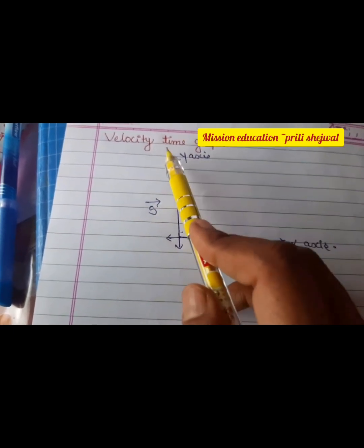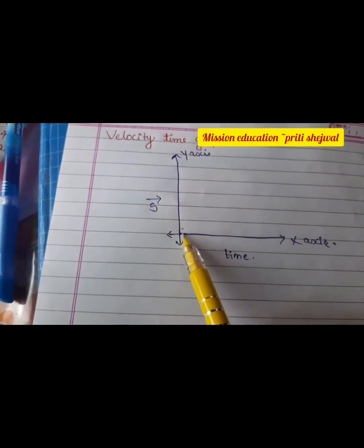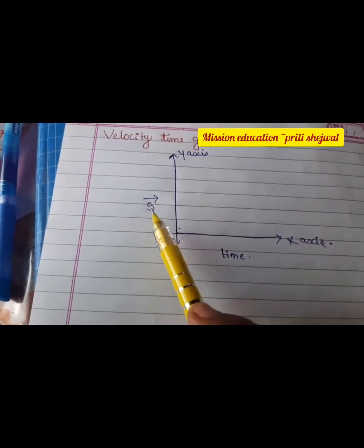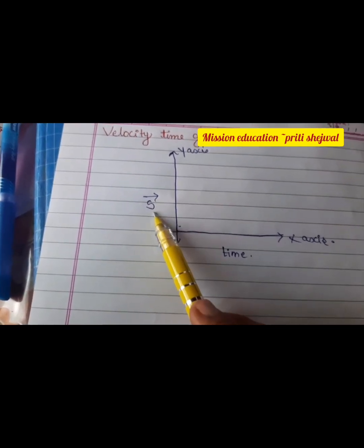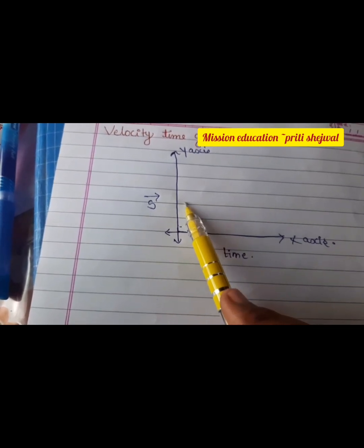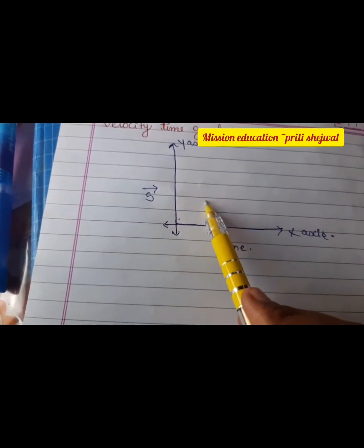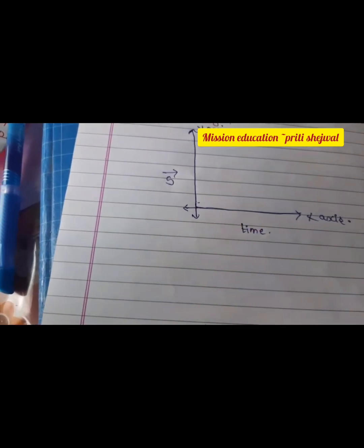So here the y-axis will be the displacement. The displacement on the y-axis, the slope which we will get is the velocity. So what is the velocity? Velocity is equal to displacement upon time.